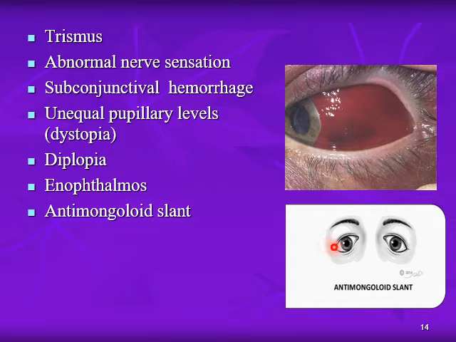Whitnall's tubercle is a tubercle present in the lateral orbital rim, and attached to it is the lateral canthus of the eye and Lockwood's triangle or Lockwood's ligament. So fracture above this area leads to displacement of the lateral orbital rim downward, resulting in antimongoloid slant. We also have diplopia and enophthalmos.